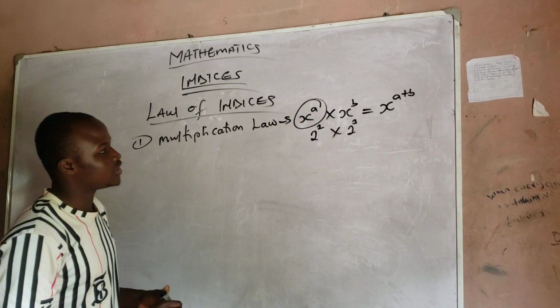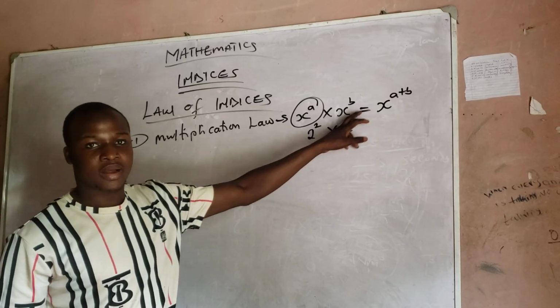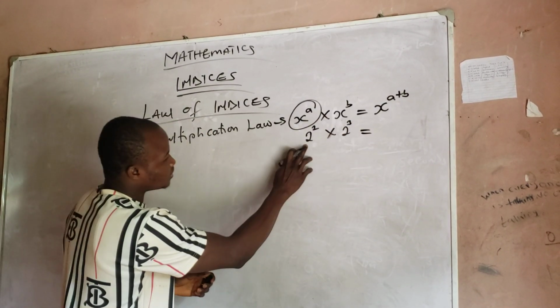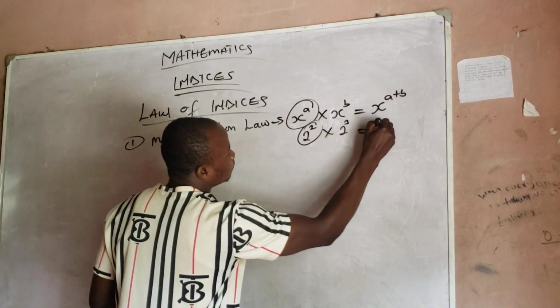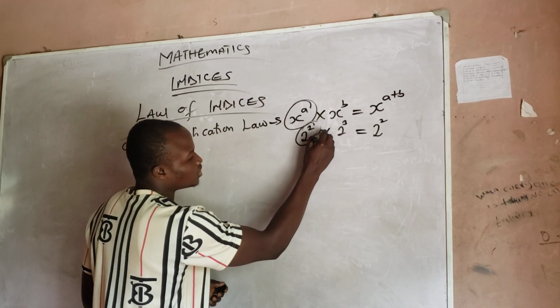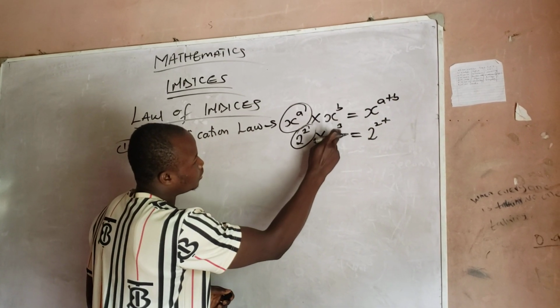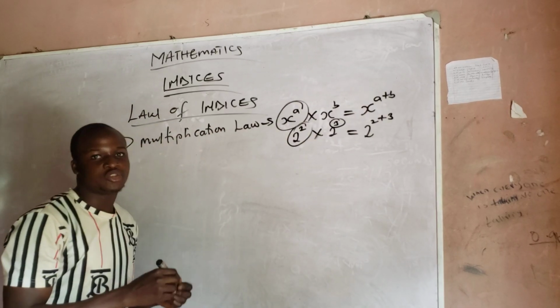Let's use it like this. 2 raised to the power of 2 times 2 raised to the power of 3. Now, the base are equal, right? 2. So you pick out this 2 raised to the power of 2. Because of this multiplication sign, you put an addition sign. So the next power is what? 3. That's how it works.